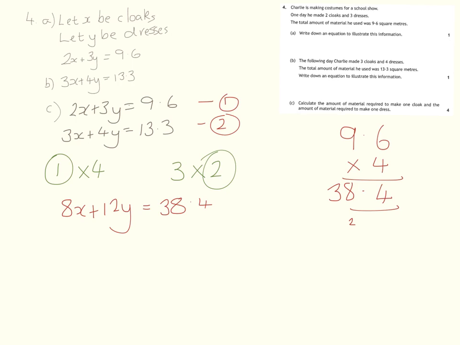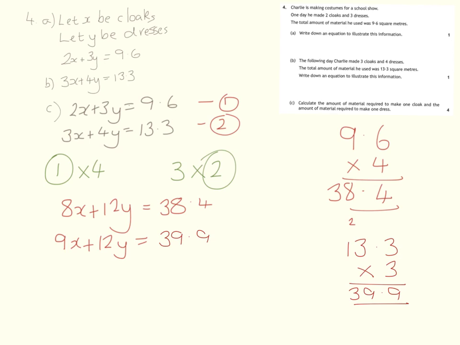And then for equation 2, I'm multiplying everything by 3. So I'm going to have 9x plus 12y, and that equals 13.3 times 3. I'm going to need to do that at the side again because I can't do that in my head. 13.3 times 3. Put my decimal point. 3 times 3 is 9. 3 times 3 is 9. 3 times 1 is 3. So that equals 39.9. I'm going to call this equation 3. I'm going to call this equation 4.